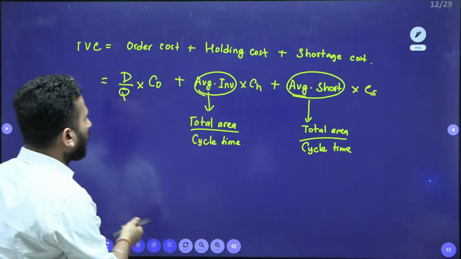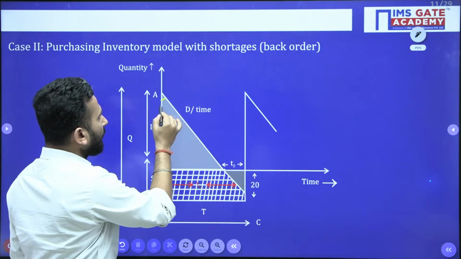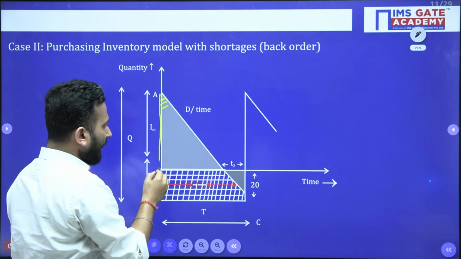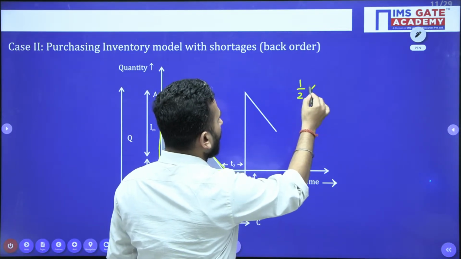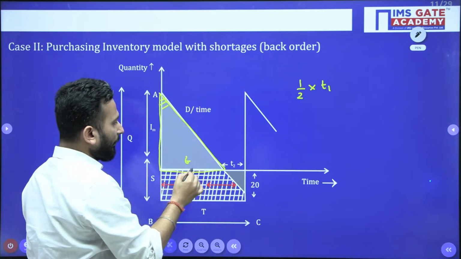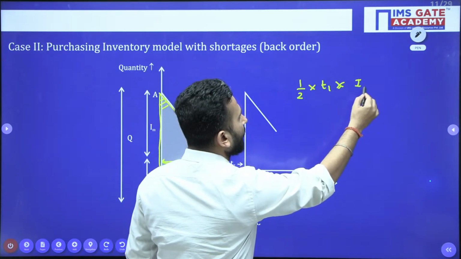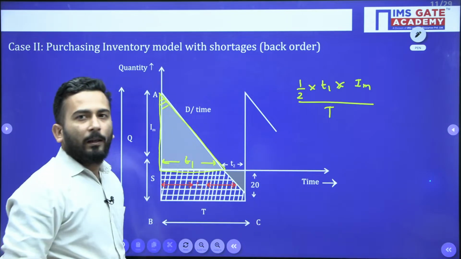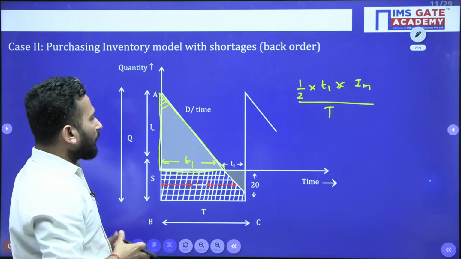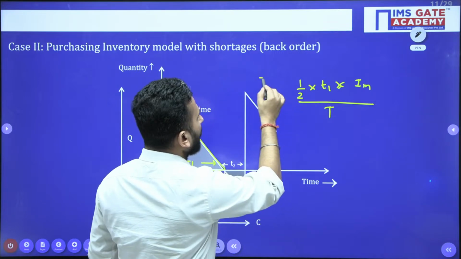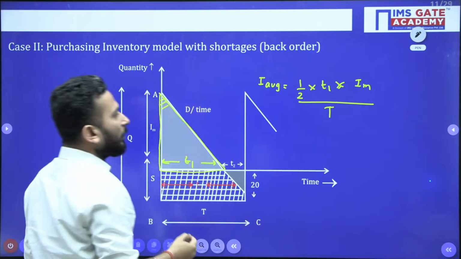So what is the total area for inventory? See this triangle is there, are you able to see? Only this triangle is there for inventory. So it will be half into T1. See, this is T1. For T1 period inventory is there. So it will be T1 into IM whole divided by the total cycle time. Thank you Ankit for your kind words. So this is the average inventory. Getting or not?